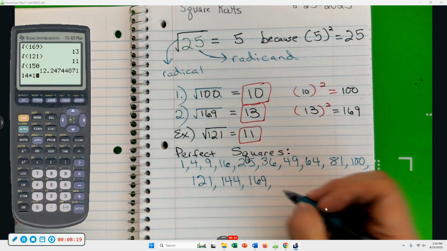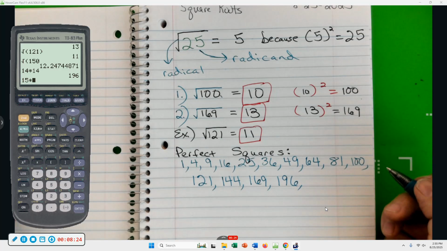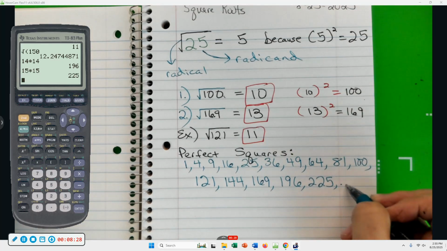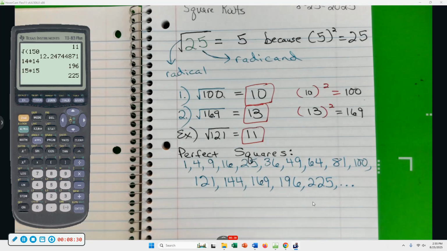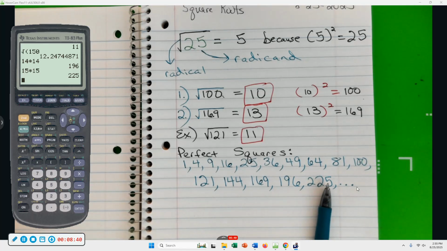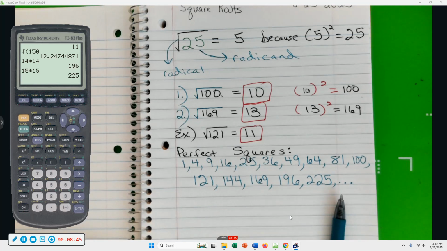14 times 14 is 196. 15 times 15 is 225, and hopefully that's big enough. Hopefully we won't need any perfect squares bigger than that. But if you're trying to reduce the square root of a number that is not a perfect square, you're going to have to ask yourself, what's the biggest perfect square that divides evenly into that number?